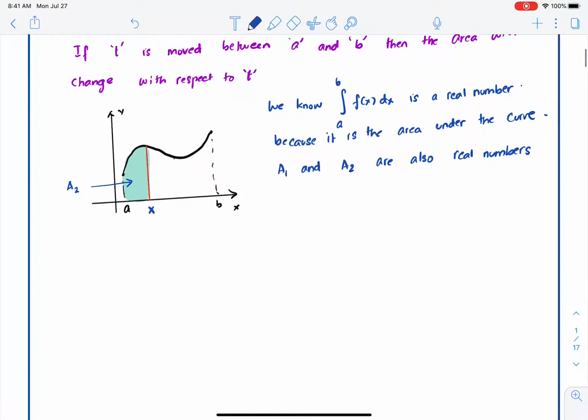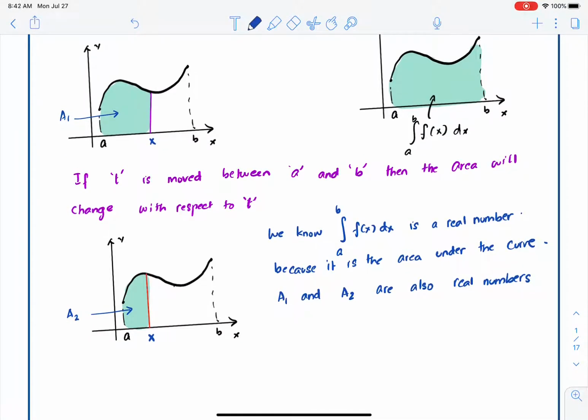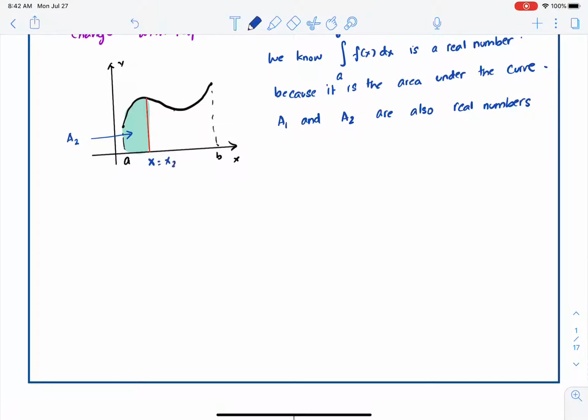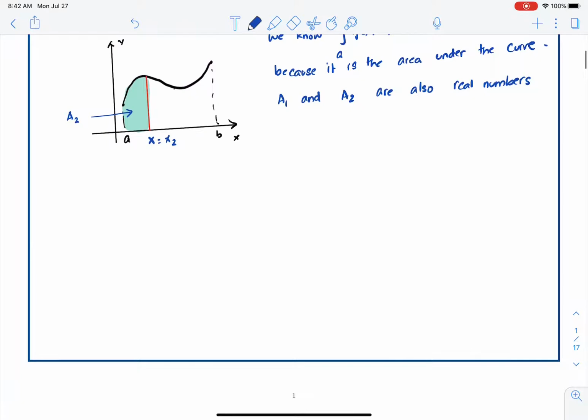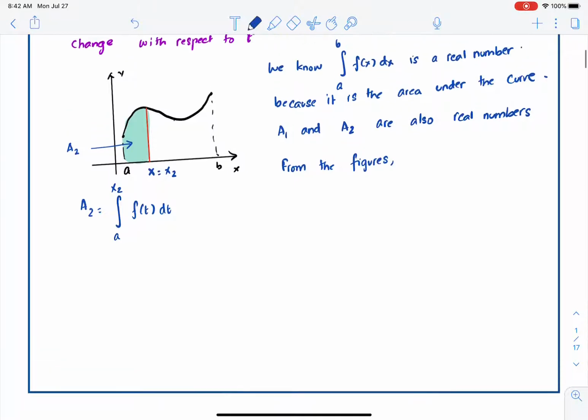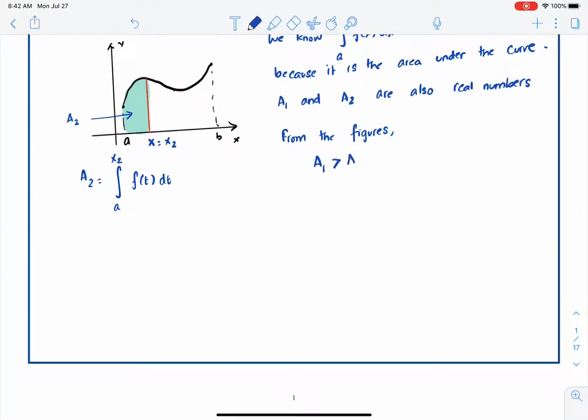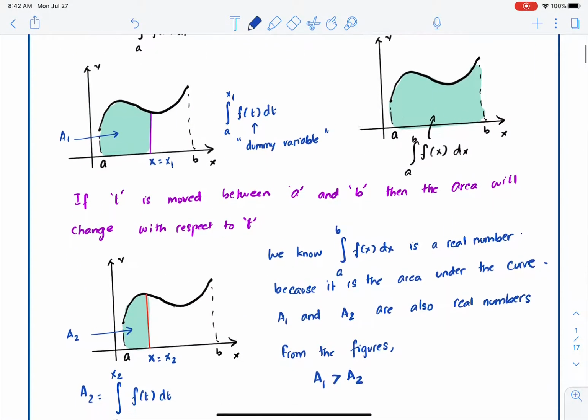So if x is x1 there, then this area would simply be the integral a to x1 of f of t dt. That t is what we call a dummy variable. So x is x1. If I pick x equal to x2, then this area, A2, would be the integral a to x2 of f of t dt. And from the figures, you can see that the area A1 is greater than A2. You can see that clearly. A1 is bigger than A2.